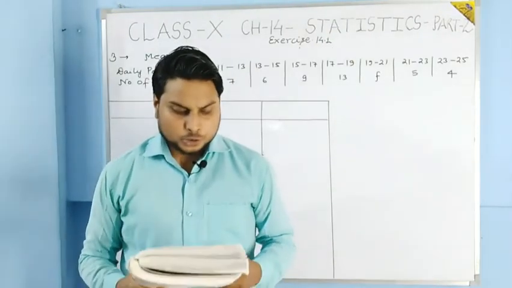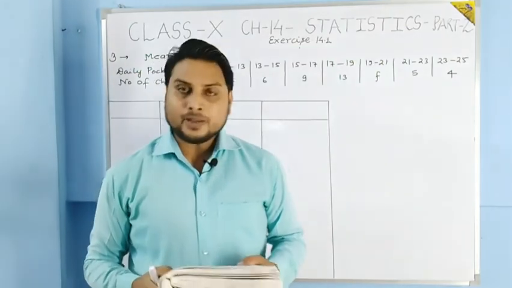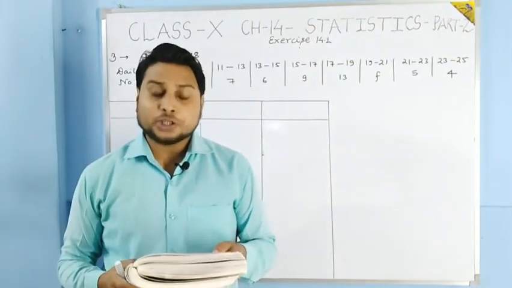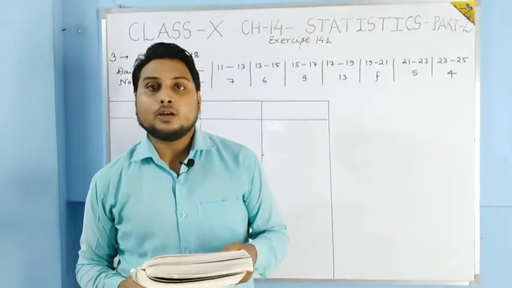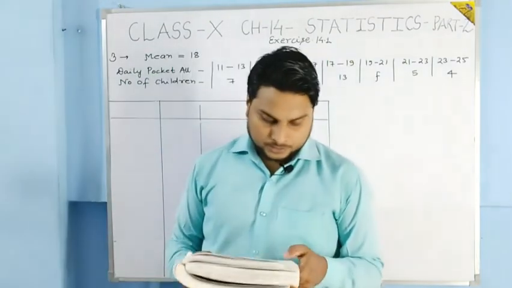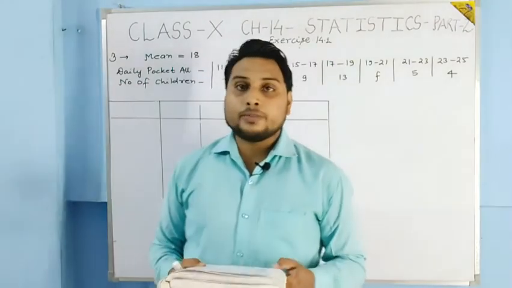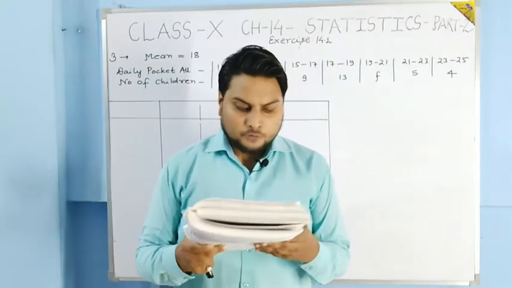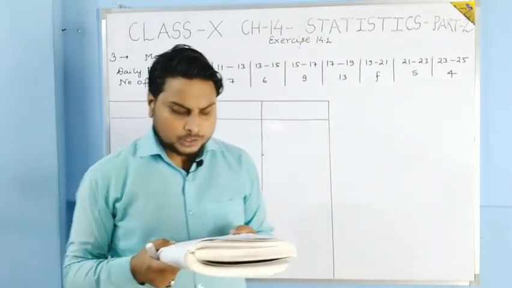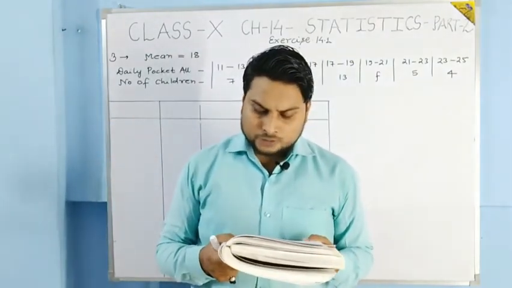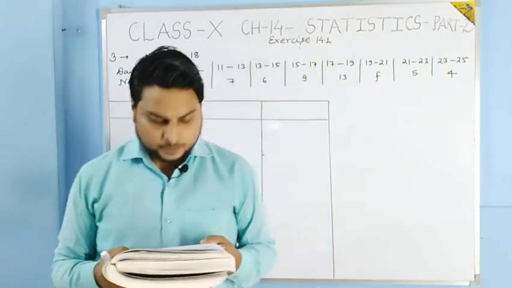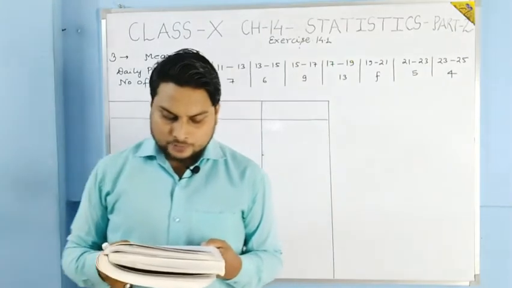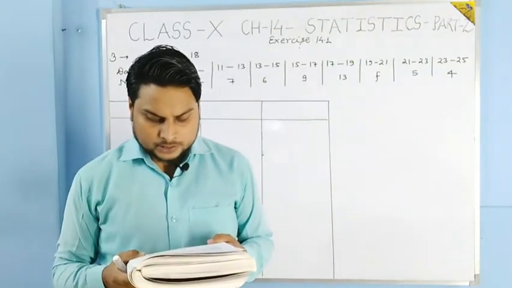Now students, question number 2 is the same as we have done in question number 1. In question number 2, you can apply the shortcut method or assumed mean method. Now coming to question number 3, because this question is a little bit different. The question is, the following distribution shows the daily pocket allowance of children of a locality. The mean pocket allowance is rupees 18. Find the missing frequency, that is f.